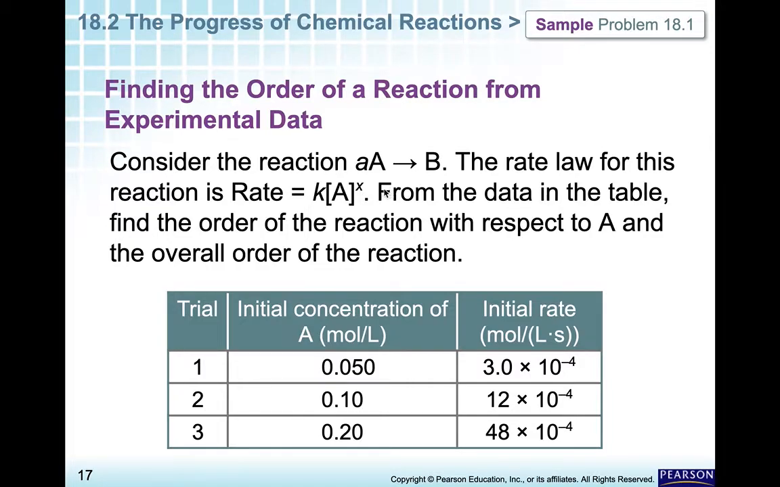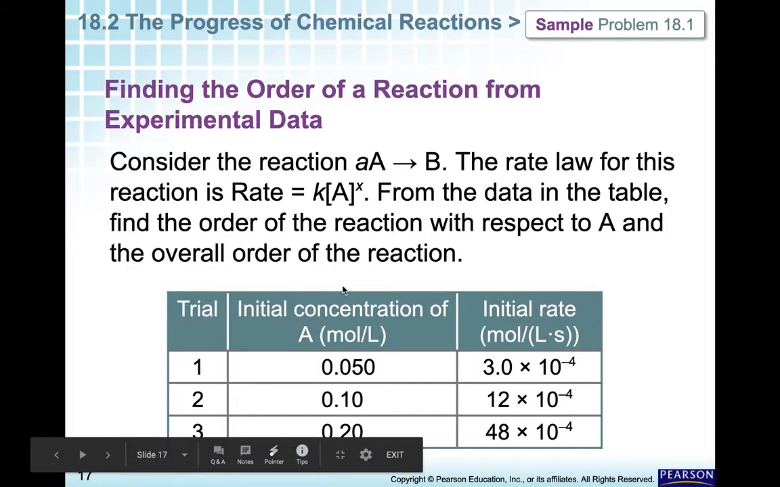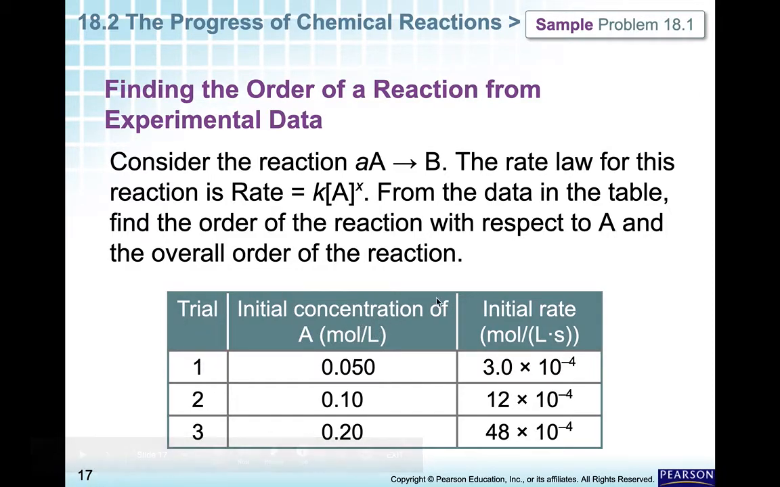Now, this reaction was carried out 3 times with different initial concentrations, and the initial rate was measured. And from this data, we can find the order of the reaction with respect to A, and so the overall order of the reaction. Here's what we're going to do.